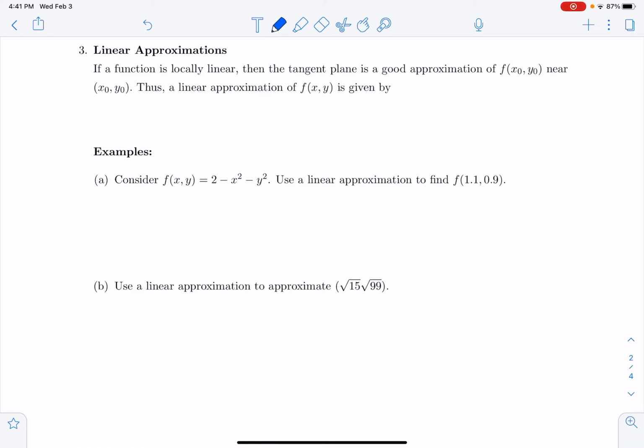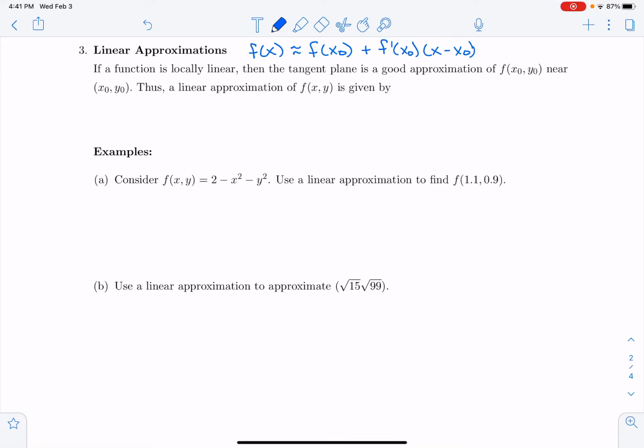In single variable calculus, we had a notion that a function f of x near a point x0 was approximately equal to its tangent line: f of x0 plus the derivative at x0 times x minus x0.